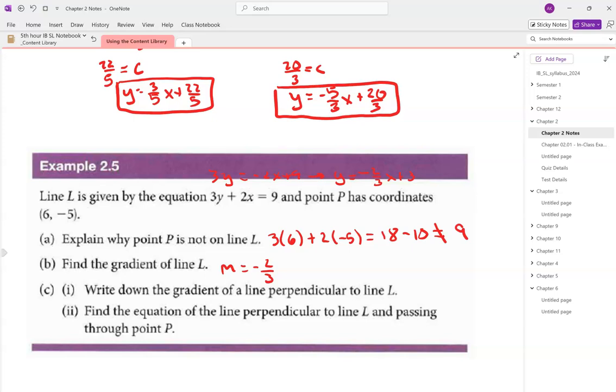It says in part C, part I, write down the gradient of the line perpendicular to L. 3/2 is correct. I negate it, so the negative goes away, and then I flip it. And then part 2 says find the equation of the line perpendicular to L and passing through that point P.